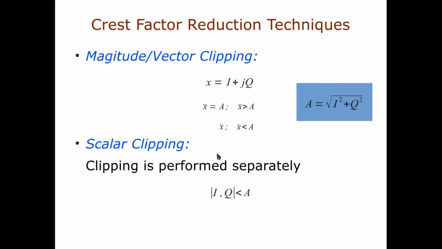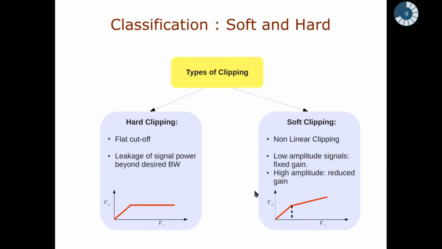Now there is a second type of clipping which you can do, which is separately clipping the I and the Q components. So the I component you separately clip down to an amplitude range of A, and the Q component also separately to an amplitude range of A, or the absolute values of I and Q separately need to satisfy the condition that they should be clipped to a maximum value of A.